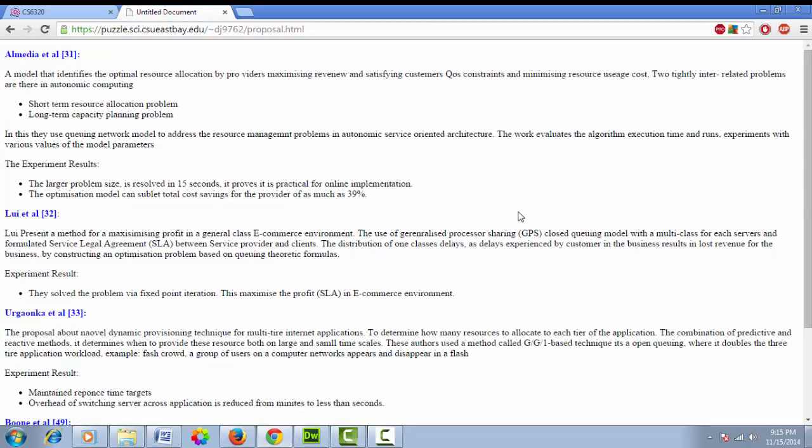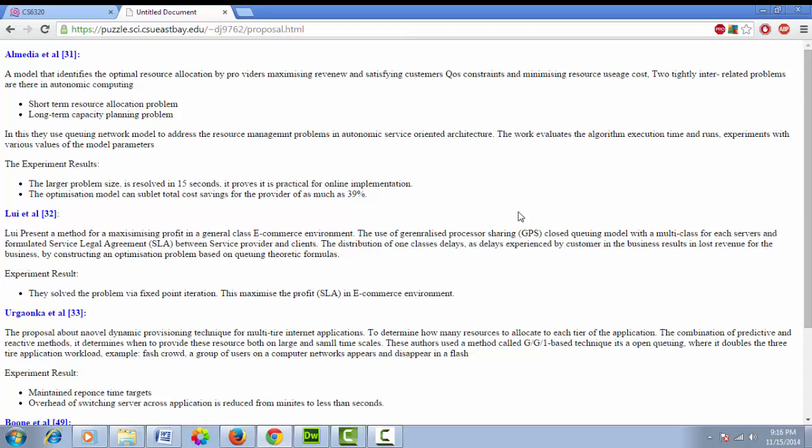First is Almeida, a scholar who addressed this in a paper. It is about a model that identifies optimal resource allocation by providers, maximizing revenue and satisfying customer QoS (quality of service) constraints while minimizing the resource usage cost. Here he has two interrelated problems: short-term resource allocation and long-term resource allocation.